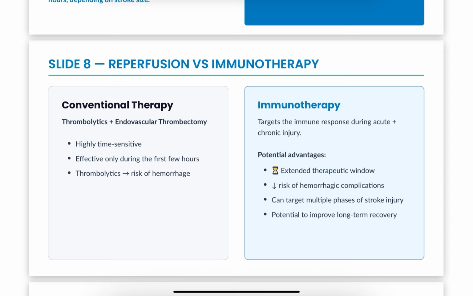And the thrombolytic treatment also carries what? A risk of bleeding, hemorrhage. Now, for the immunotherapy, it's attractive for a different reason. We need it for a different reason.